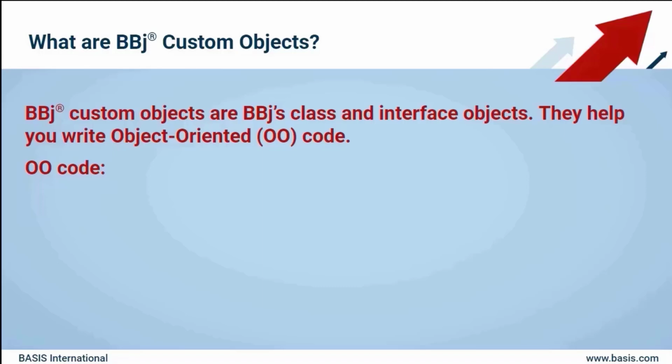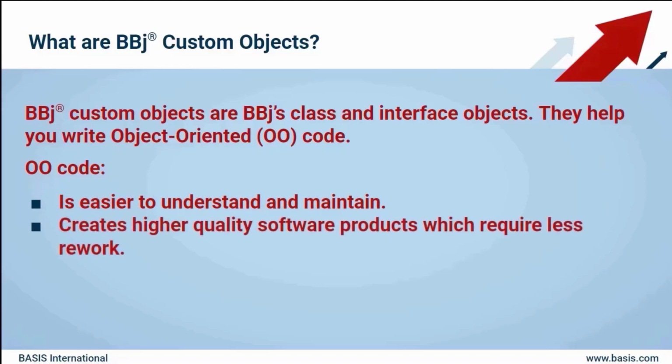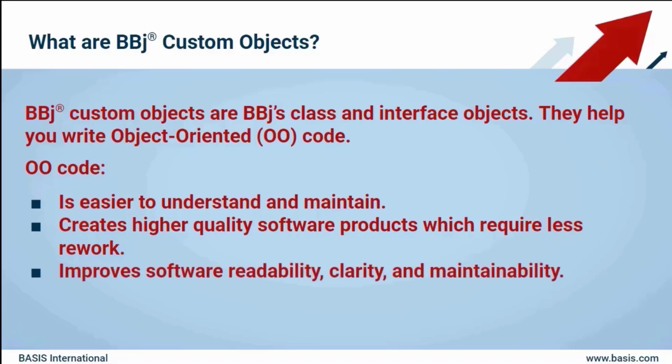So what is object-oriented code and why do you care? Well, object-oriented code, meaning based upon classes in this case, is easier to understand and maintain. It creates higher quality software products, and those products require a lot less rework when it's time to do enhancements or even just to fix simple bugs. The BBj Custom Objects improve software readability, clarity, and maintainability.